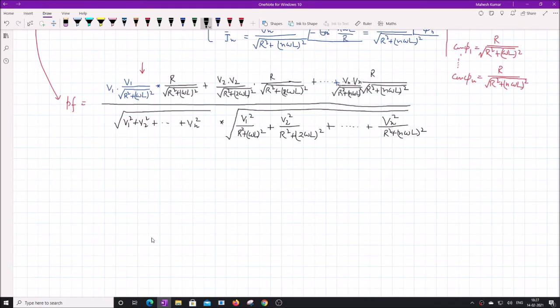Now it's not very difficult to simplify this. If we look carefully, we can see this whole thing can be taken common, and here we can take V1 common.